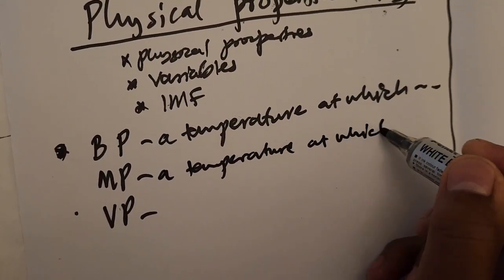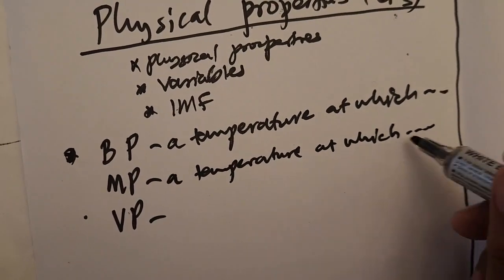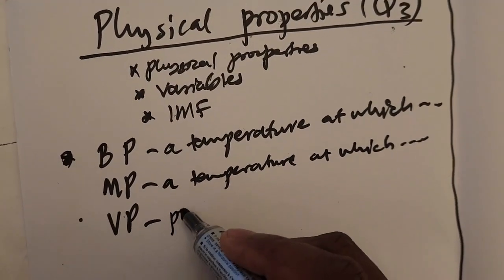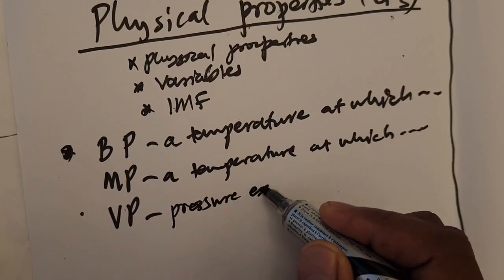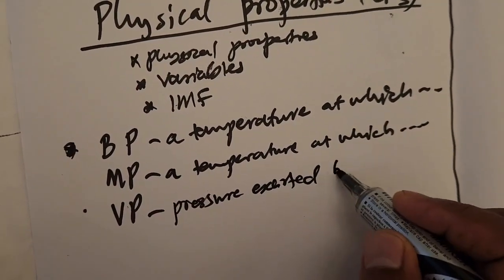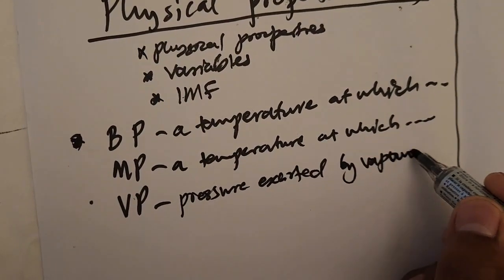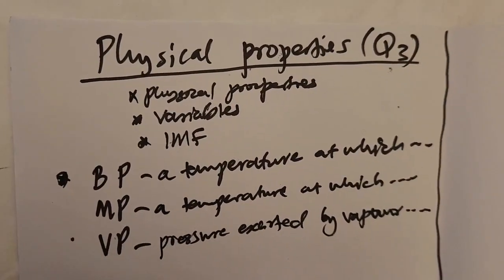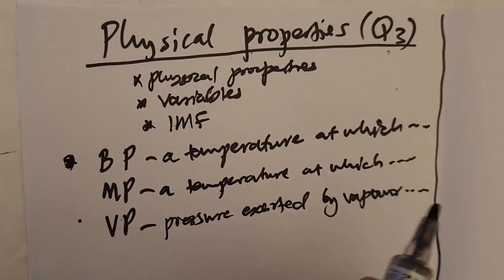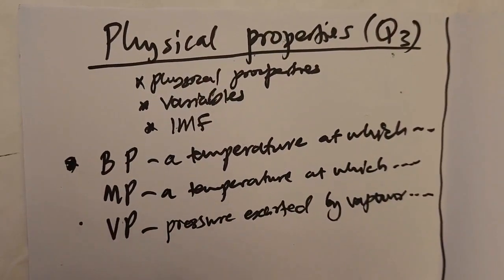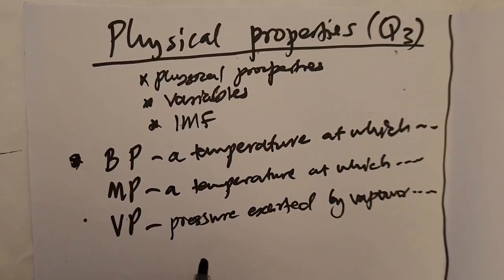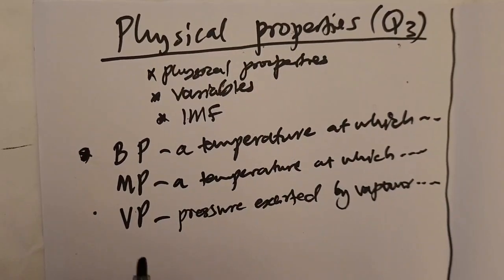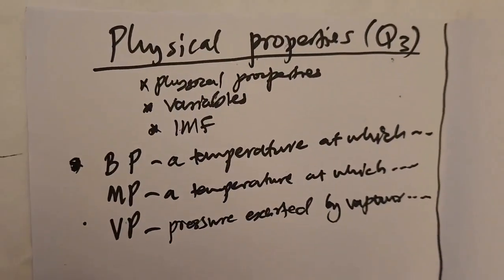at which, in this case, remember, a solid and the liquid phase are in equilibrium, whereas the vapor pressure becomes the pressure exerted by vapor. In this case, if you want to continue, at equilibrium with its liquid in a closed system. Very important three definitions. Boiling point being a temperature at which the vapor pressure and the atmospheric pressure are equal. Melting point, a temperature at which the solid and the liquid phase are at equilibrium. Vapor pressure, the pressure exerted by vapor at equilibrium with its liquid.